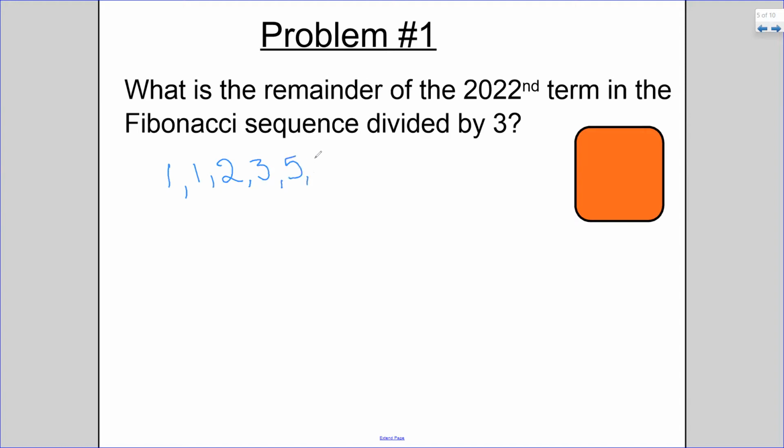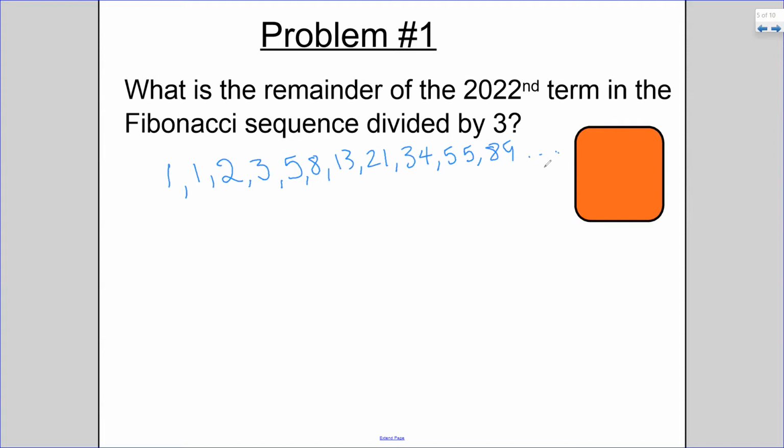3 plus 5 ends up being 8, and then 13, and then 21, and then 34, and then 55, and then 89. And if I had a whole bunch of time on my hands, maybe I would actually find the 2022nd term and then divide it by 3. However, I don't have enough time, so instead I'm going to start looking at the modular arithmetic here.